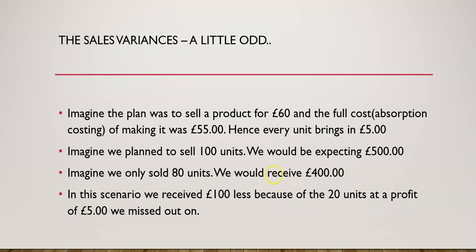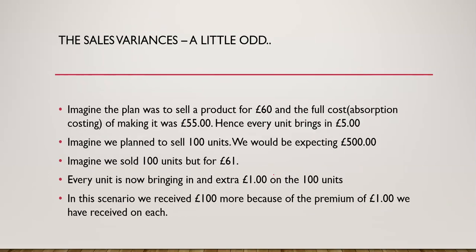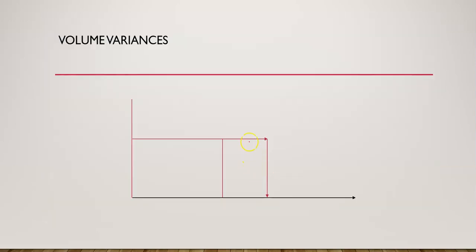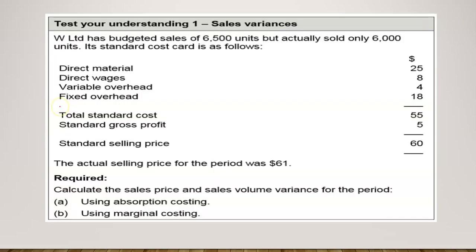So let me show you what I'm talking about here. I'm going to use TYU1, and just jump straight into the material and use that as an example. So what am I saying here? Have a look quickly at this. W Limited has budgeted sales, so they plan on selling 6,500 units. Okay, no problem.